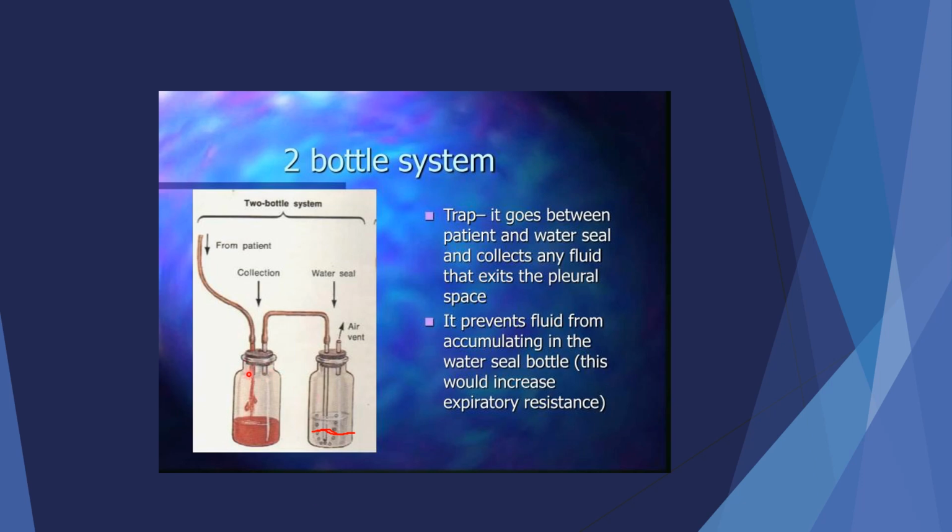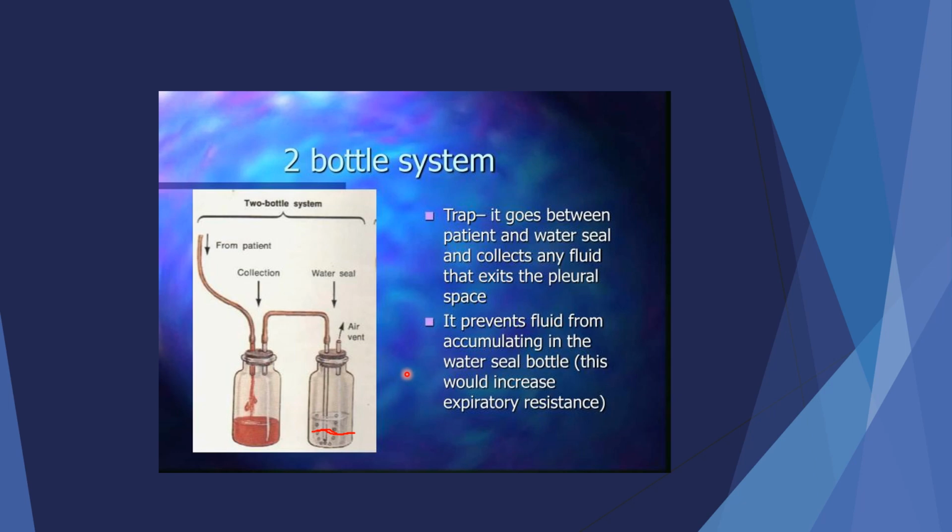It's going to allow the air to pass through there, into here, through that 2 centimeters, that one-way seal that we got there, and escape and vent out into the atmosphere. That's the second chamber, or the second bottle. All right, this is also a passive process because we don't have any suction or anything else. So this is what we call a 2-water system.